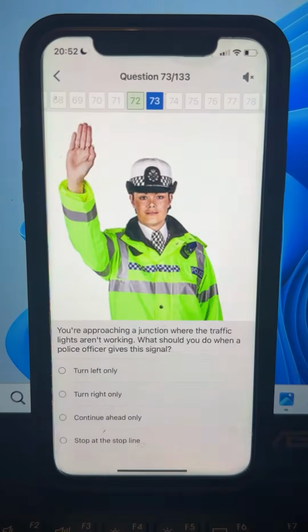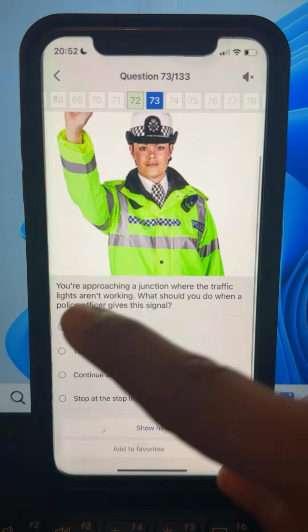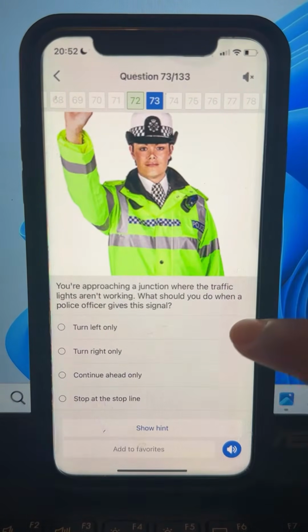Quite an easy question. Now you are approaching a junction where the traffic light is not working. What should you do when a police officer gives the signal?